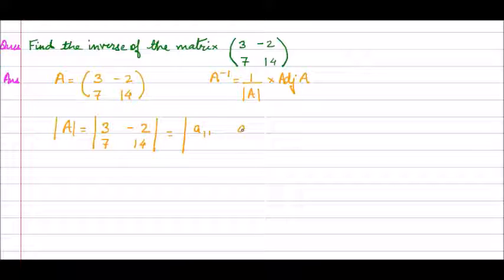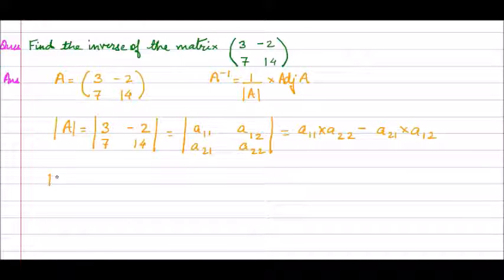Next is a12, that is first row and second column. a21, second row and first column, and a22 is second row and second column. So these are the general members. So det A will be equal to a11 into a22 minus a21 into a12.